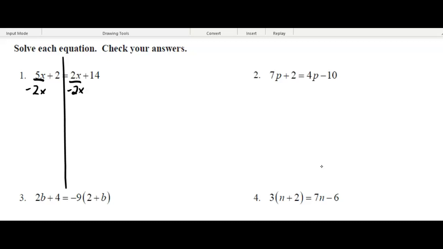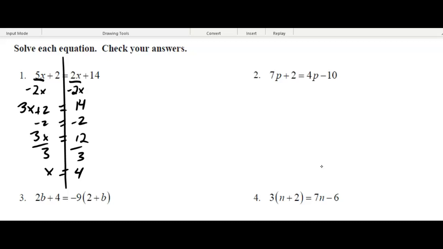Right? So since they're on opposite sides, that's what I do. I subtract them, and that leaves me with 3x plus 2 equals 14. Now I just subtract 2. 3x equals 12, divide by 3, and x equals 4.